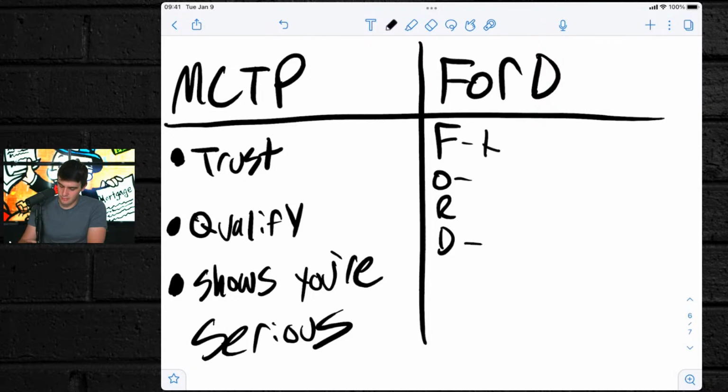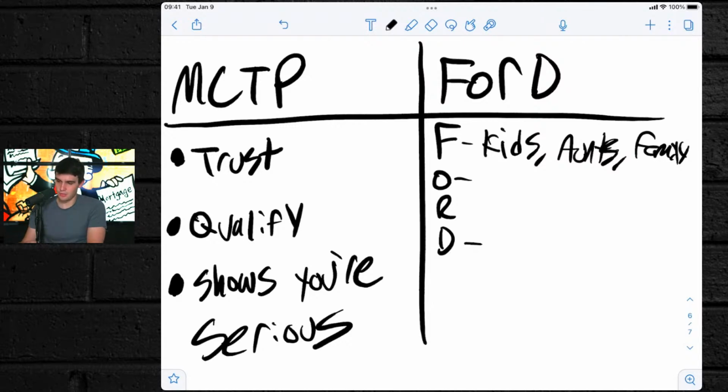Talk about kids, aunts, and just, I don't know, relatives, like family, right? Stuff like that works really, really well, right? It's like talking about, hey, where are your kids from? Do you have any family around here? Are they up north? Is that why you're trying to sell? Just understand that. So occupation.